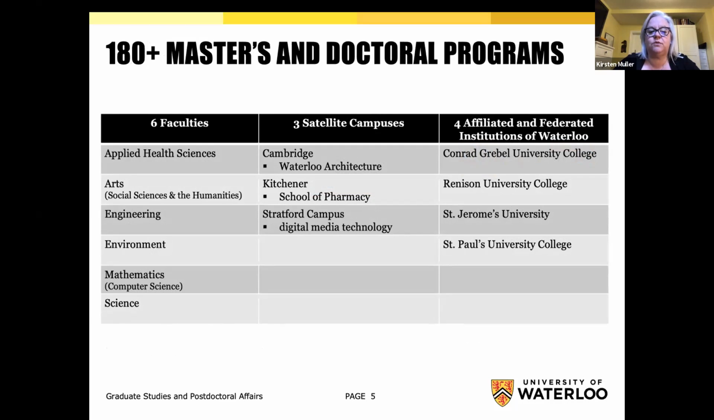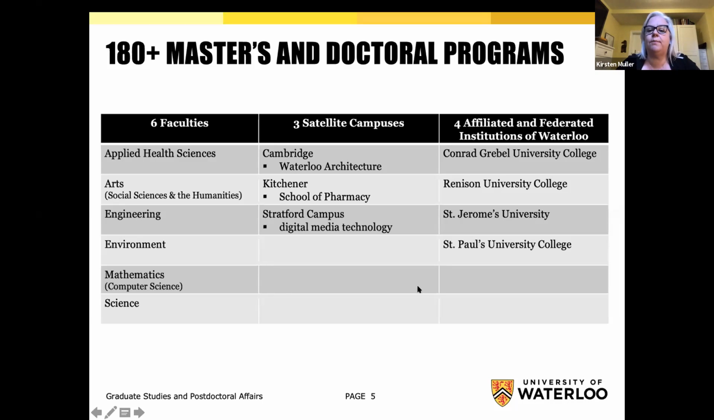We have the School of Pharmacy, which is in the Faculty of Sciences, located in Kitchener, which is now just a quick ride on our light rail that goes from the university right through Kitchener. And then we also have a digital media technology campus, which is in Stratford, which is about half an hour west of us.